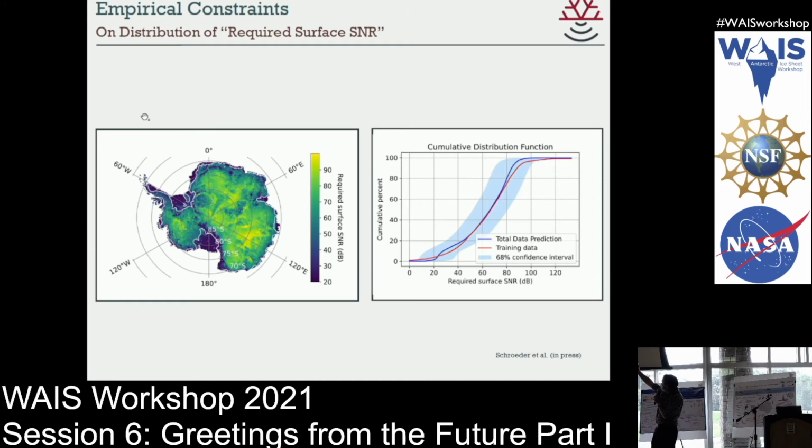So you can look at the plot on the left and be like, all right, there's some areas sort of in the center where you need more power. You can have a nice cumulative distribution function on the right. And so you could imagine yourself saying, okay, if I want to see most of the ice sheet, I need a surface echo, I don't know, like 90 dB. This is a very strong echo. This is a ton of power. So you either need like a massively strong transmitter, like a giant antenna, or many elements in an array. So that's takeaway one. We need lots of power.